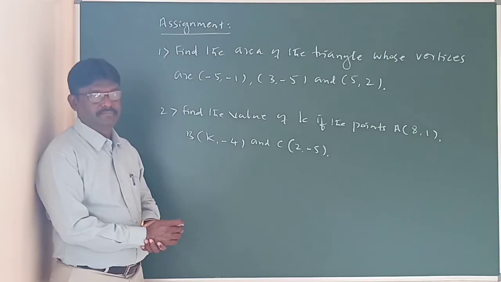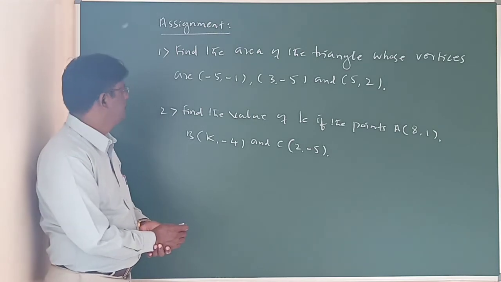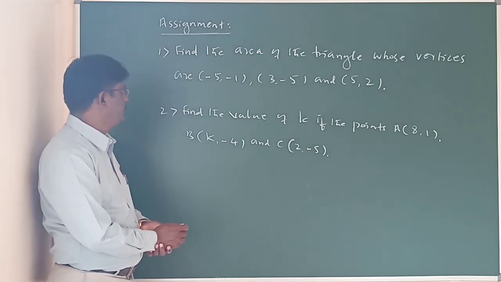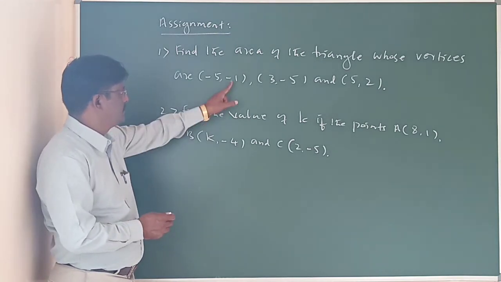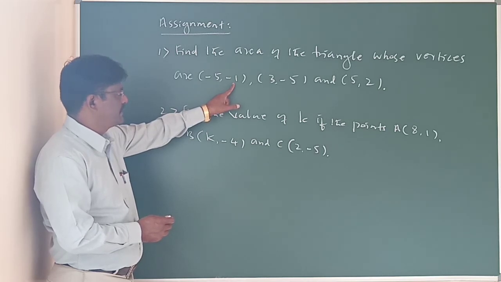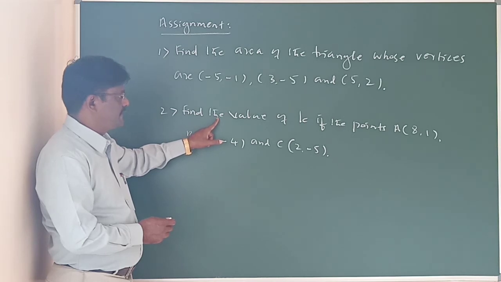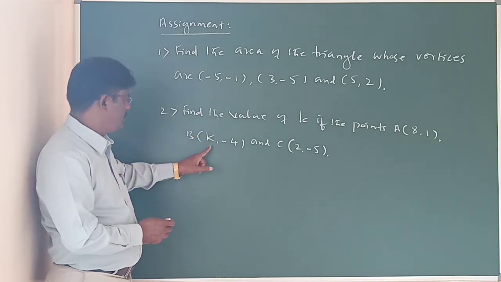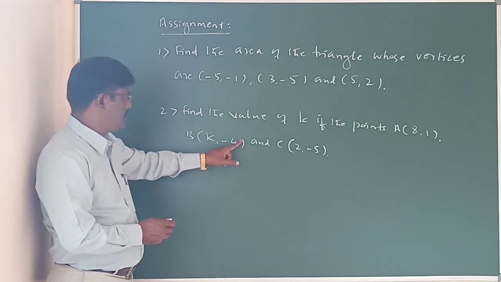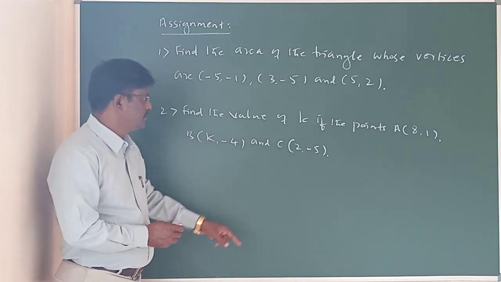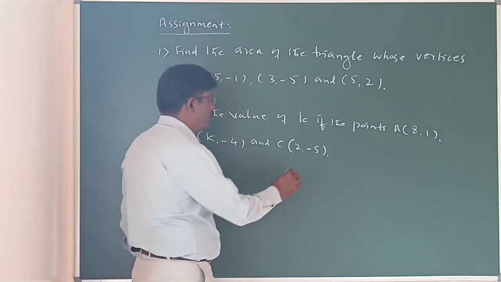Okay children, today's assignment. Find the area of the triangle whose vertices are (minus 5, minus 1), (3, minus 5) and (5, 2). Find the value of k if the points A(8, 1), B(k, minus 4) and C(2, minus 5) are collinear.